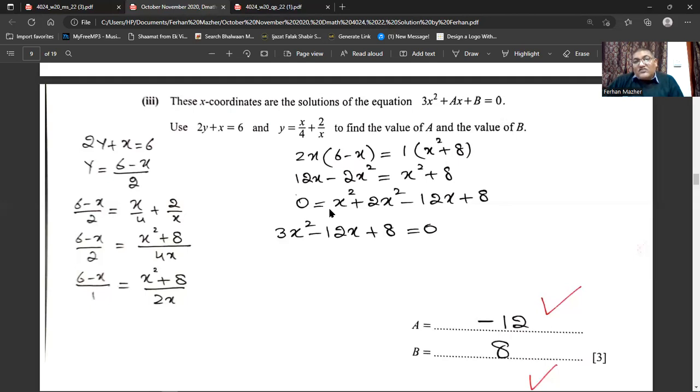The terms which have x squared, we will take them to the other side. The term which have x, we also take it to the other side. So you will have x squared plus 2x squared minus 12x plus 8. So it will be 3x squared minus 12x plus 8. When you compare this equation and this, by comparing the coefficient of the x and the constant term, you can find the value of the a and the b. So the a will be minus 12 and the b will be 8.